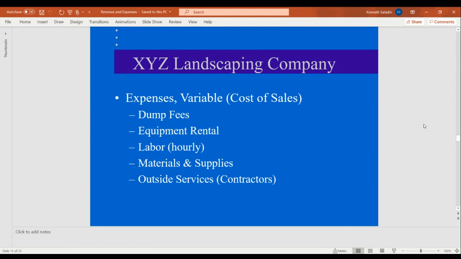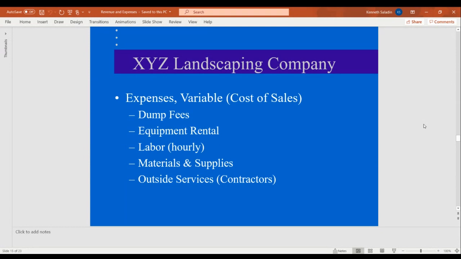So that's where dump fees come in. Equipment rental. Well, it kind of makes sense. If the job is a big job, you're going to need more equipment rental. As the scale or scope of the job increases, the amount that you spend on equipment rental will increase as well. Most landscaping companies don't necessarily own all the different pieces of equipment that they would need to do a job. So sometimes they rent equipment.